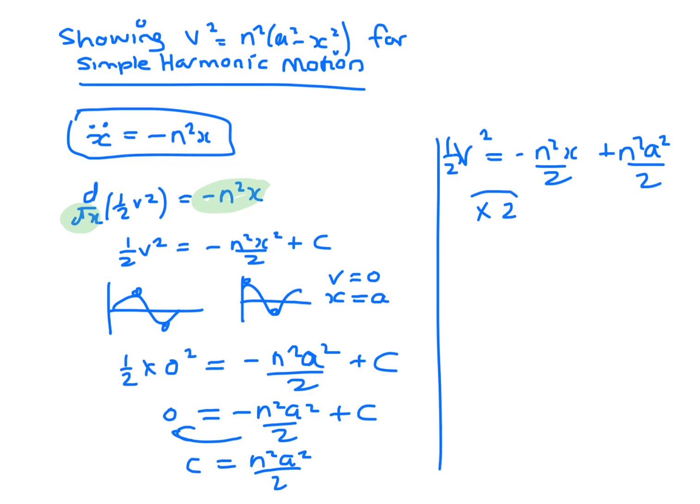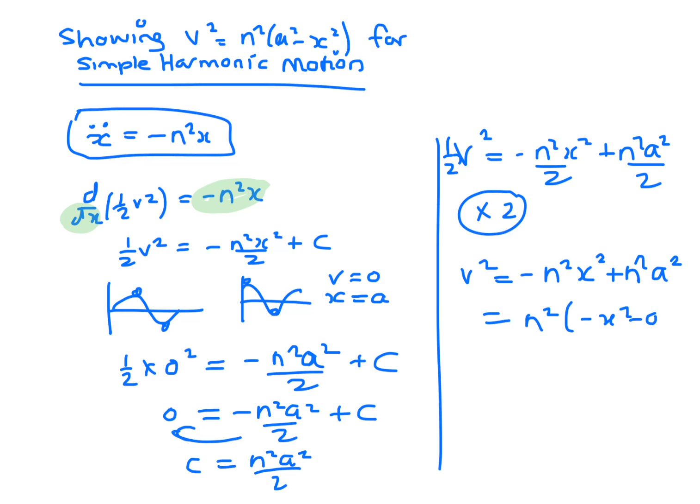So if you times everything by 2, you get v squared equals minus n squared x squared plus n squared a squared. And then if you take the n squared out, you get n squared times minus x squared plus a squared. And then rewrite it in the same form as what we're trying to prove. You swap that around, so that's a squared minus x squared. And if you look at that, that is basically what we're trying to derive.